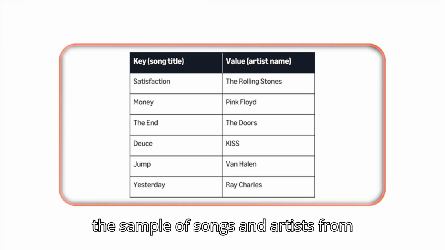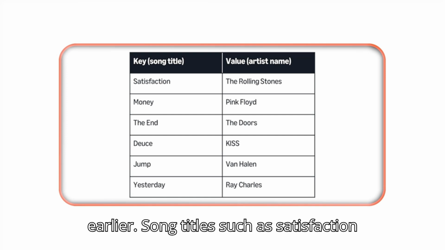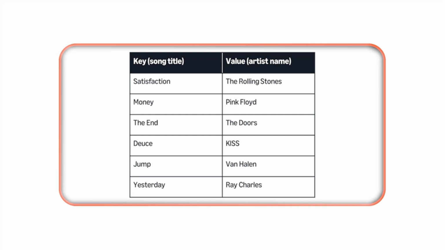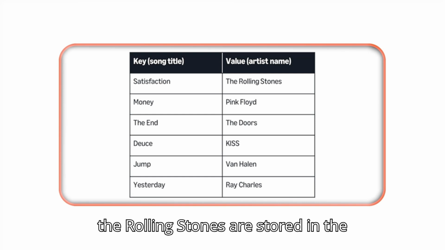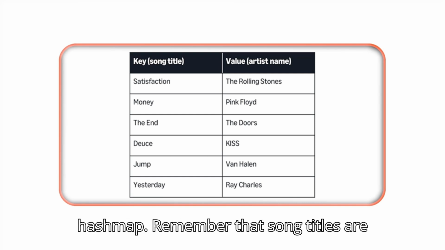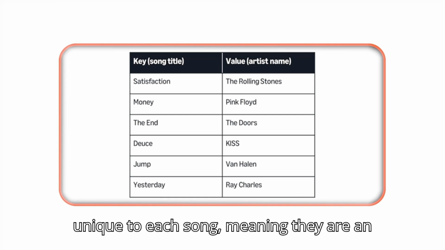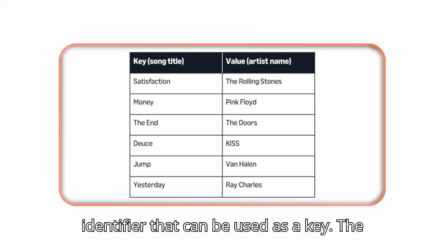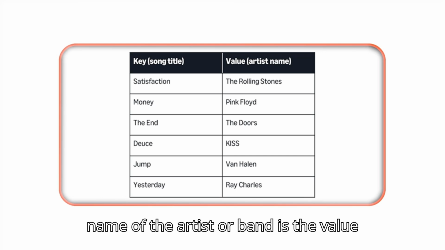Let's return to the sample of songs and artists from earlier. Song titles such as Satisfaction and their corresponding artists such as the Rolling Stones are stored in the hash map. Remember that song titles are unique to each song, meaning they are an identifier that can be used as a key. The name of the artist or band is the value.